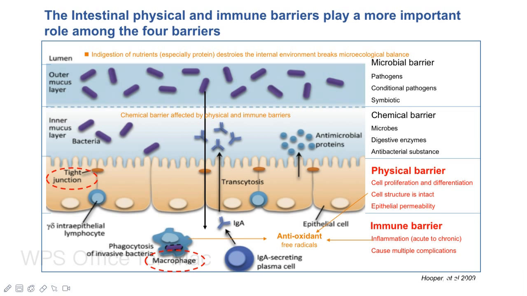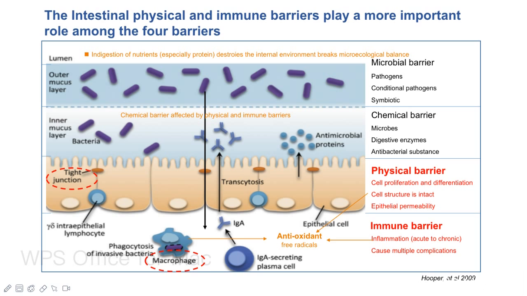So we can conclude that among these four barriers, the physical barriers and immune barriers are more important. Therefore, judging from the status of the intestine of aqua or the importance of physical and immune barriers among the four major barriers of the intestine, it is necessary to strengthen the function of these two barriers. So how to strengthen the function of these two barriers?